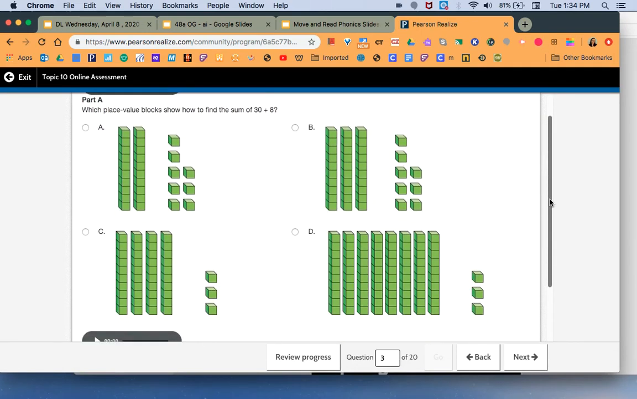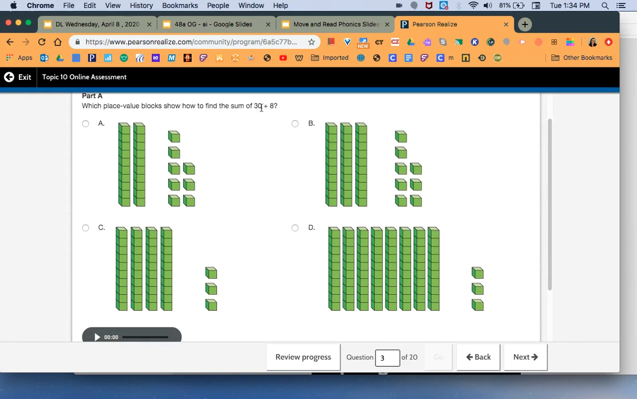I need to know which place value blocks show me 30 plus 8. Okay, so let's look at letter A. I see 10, 20. Is that going to show me 30? Nope, so that I know I can move on. Let's check this one. 10, 20, 30, 40. Does that show me 30? Nope. 10, 20, 30. Ooh, that shows me 30.